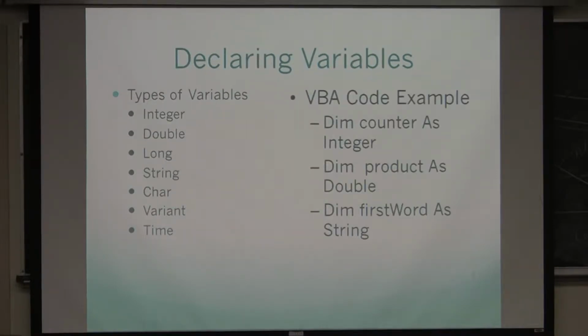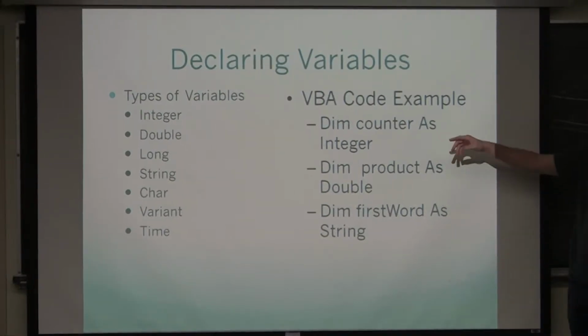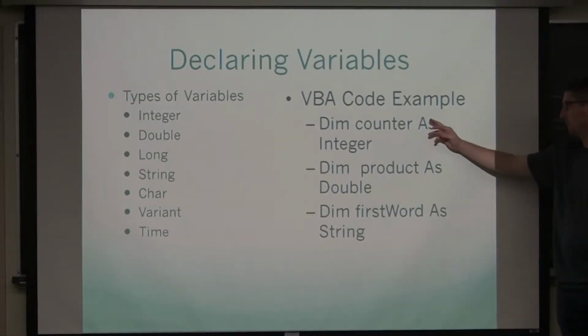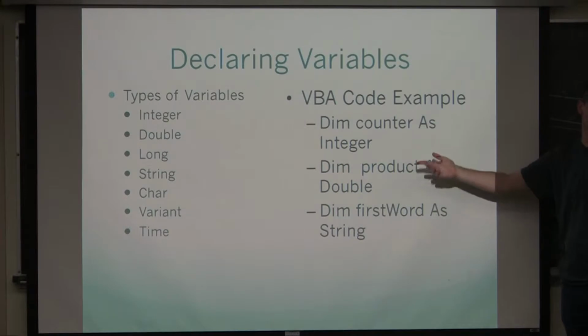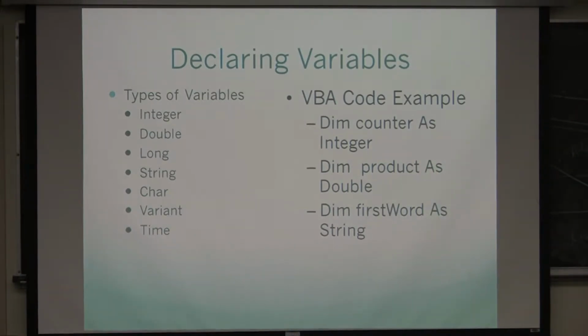You can declare a bunch of different variables. And in VBA, you say dim, which is dimensioning, variable name, as, and then you say what type of variable it is, whether it be integer, double, long, string.